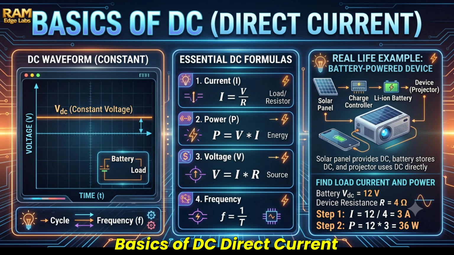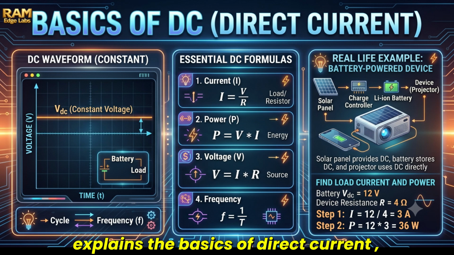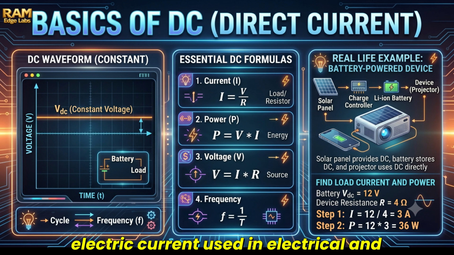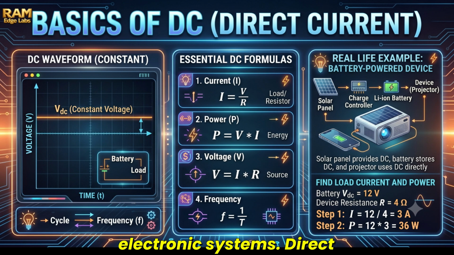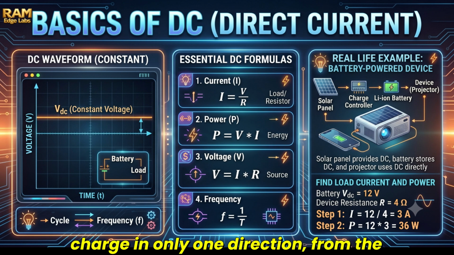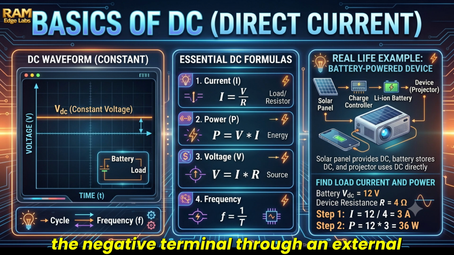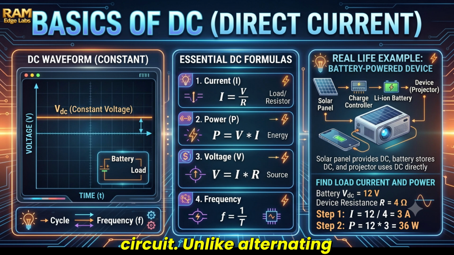Basics of DC, direct current, detailed description. The image explains the basics of direct current, DC, which is one of the two main types of electric current used in electrical and electronic systems. Direct current, DC, is the flow of electric charge in only one direction, from the positive terminal of a power source to the negative terminal through an external circuit.